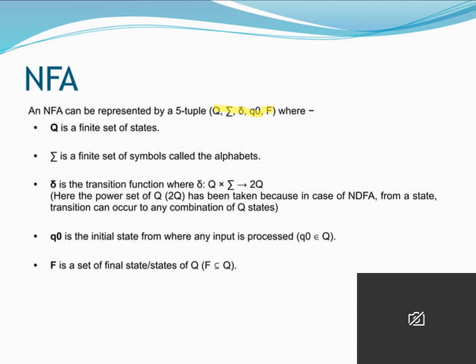Here the delta symbol represents the transition function, where delta maps Q times sigma to 2 to the power Q. That is, the power set of Q has been taken, because in a non-deterministic finite automaton the transition can occur to any combination of Q states. For that reason we are representing the power set of Q. Q naught is the initial state from where any input is processed, the starting state. Capital F is the set of final states.